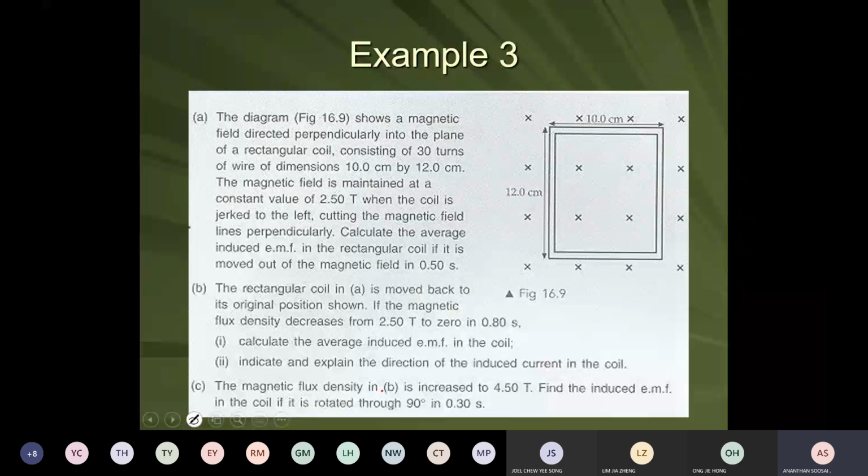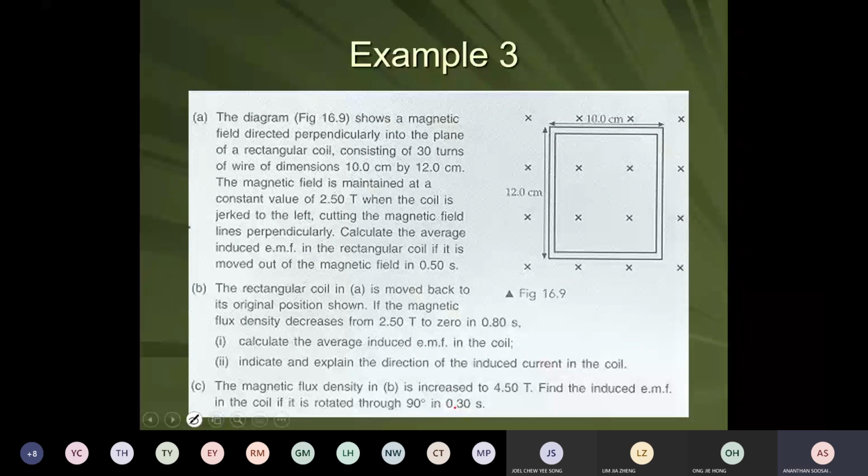The magnetic flux density is increased to 4.5 Tesla. Okay, now this is not anymore 2.5. They put it 4.5 now. Find the induced EMF in the coil if it rotated 90 degrees in 0.3 seconds. So the magnetic field now is 4.5, not anymore 2.5. What is the induced EMF?